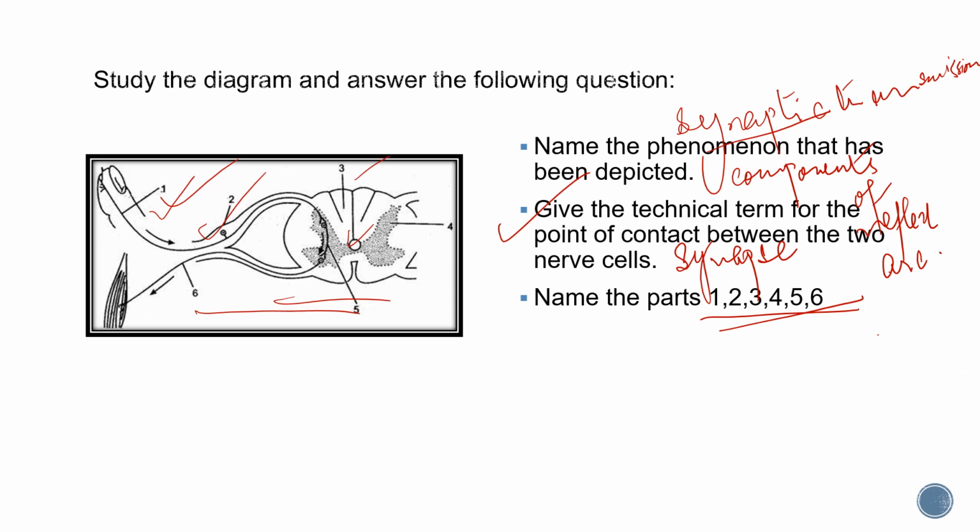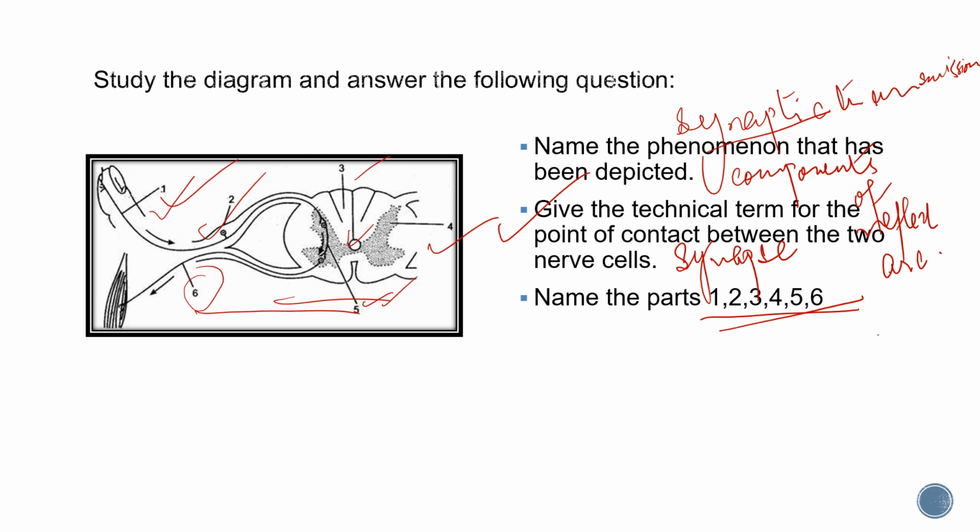Here this third one is the white matter. This 4 one is the gray matter. You all know this. Okay, so this one I have already told. This is the association neuron, and this will be the dorsal root, and this will be the ventral root. So through this ventral root, this sixth one, what is it? It is the motor neuron.